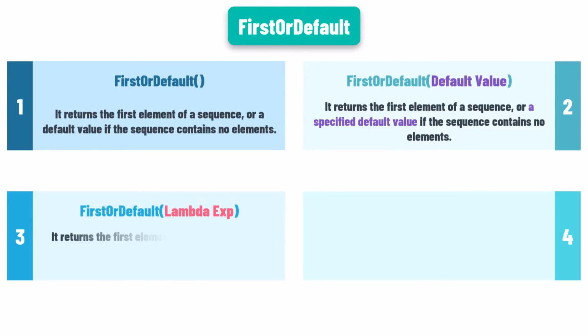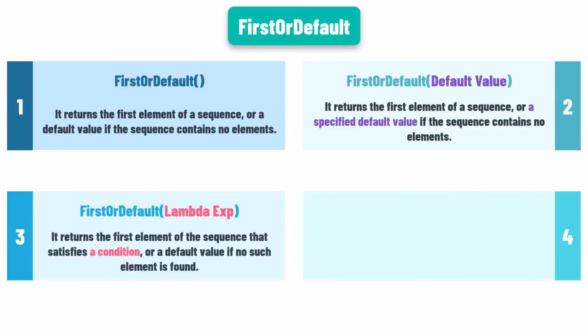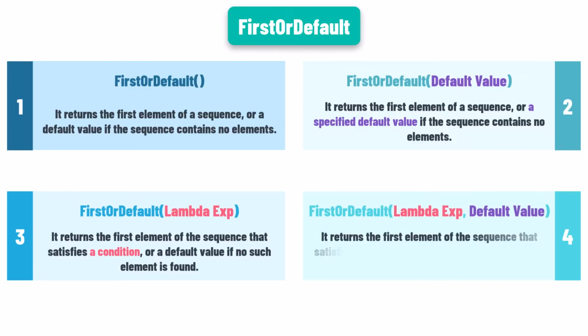The third overload is used with a lambda expression inside the braces. It returns the first element of the sequence that satisfies a condition, or a default value if no such element is found. So, here we either get the first element, or the type's default value in case the sequence is empty. The last overload is used with a lambda expression and default value. It returns the first element of the sequence that satisfies a condition, or a specified default value if no such element is found. So, here we also get the first found element, else if the sequence is empty we get the default value we added.